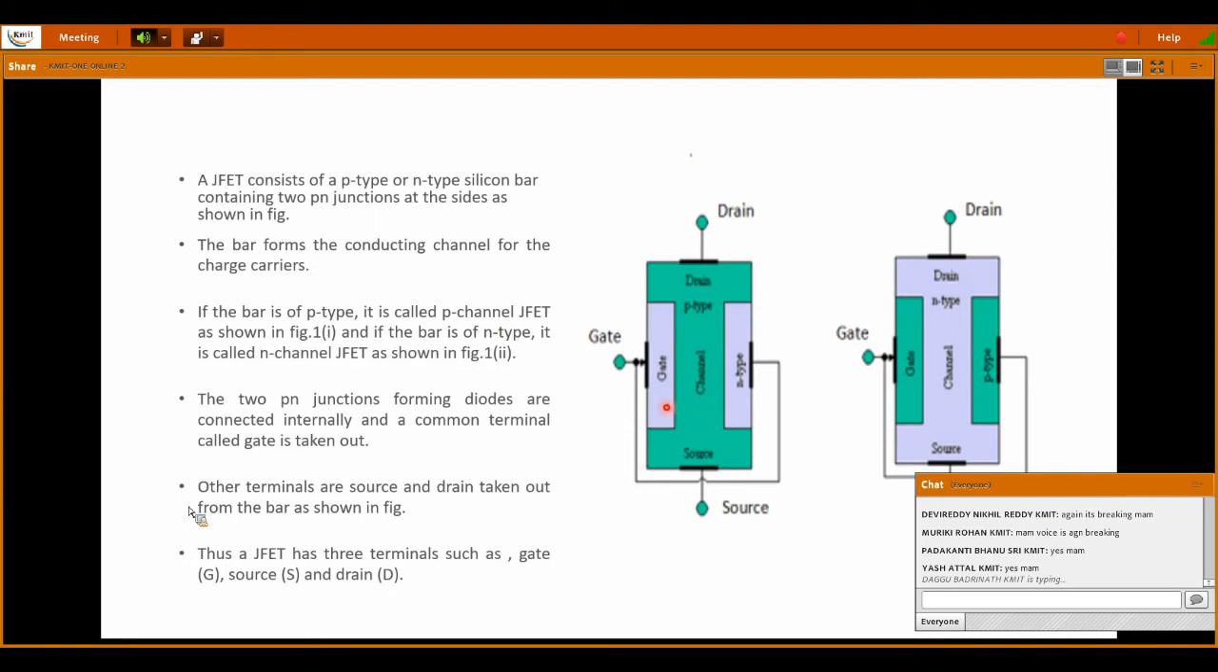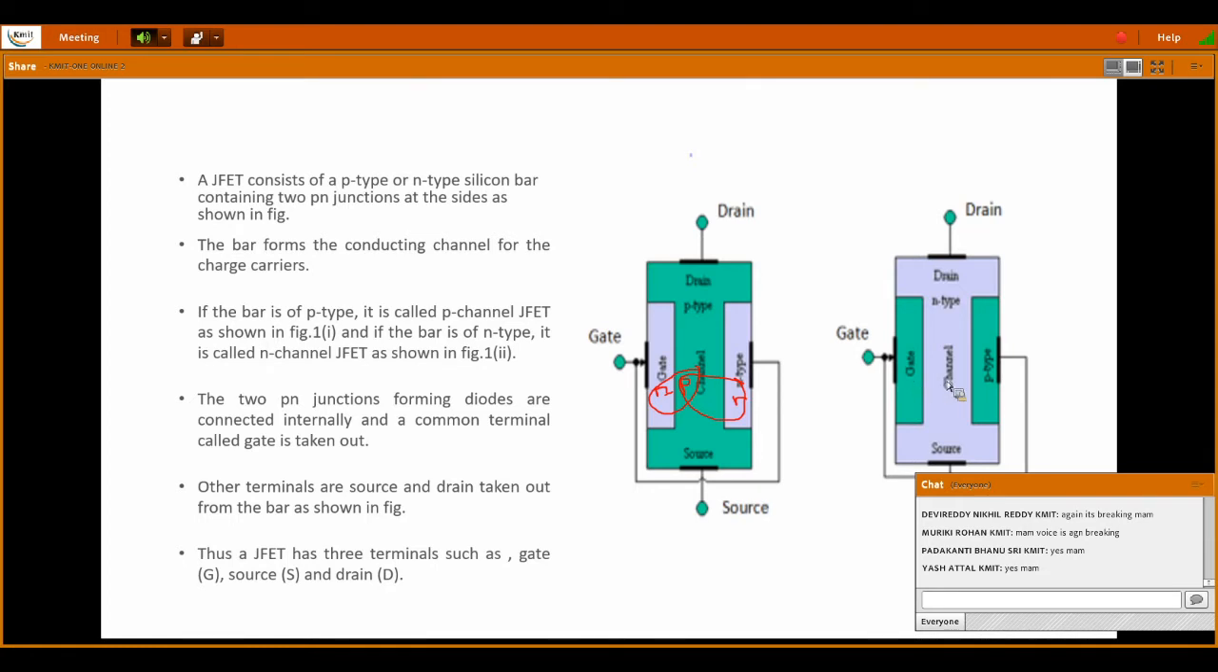And one more point, see, if you observe the diagram, there are two PN junctions. Okay, so if you see the first diagram, see here, this is N-type material, and this is P, and this is again N. Okay, so these two form a PN junction, and these two form a PN junction. So how many PN junctions are there on the whole in a JFET? There are two PN junctions.